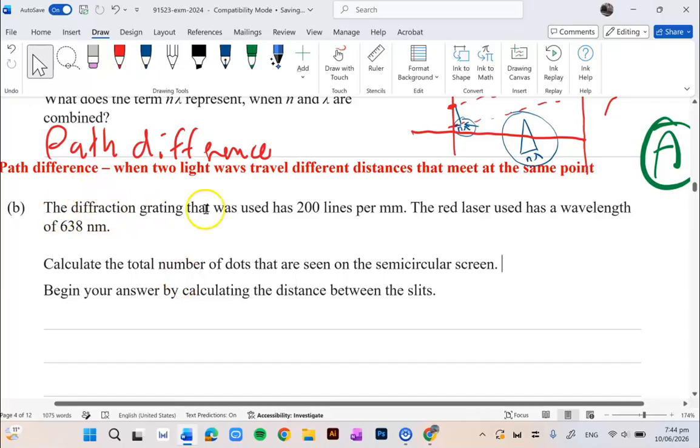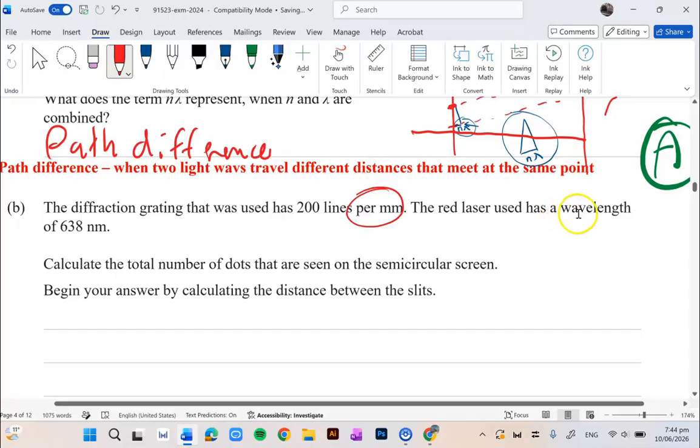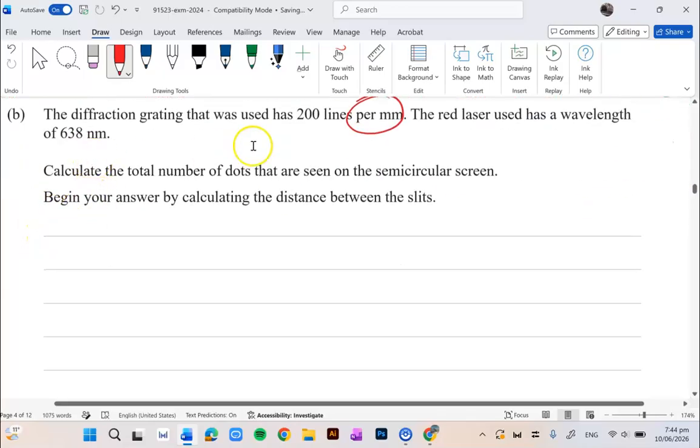Part B. The diffraction grating that was used has 200 lines per mm. Okay. That's important to know. The red laser has a wavelength of 638 nanometers. So again, we need to convert that to the right unit. Calculate the number of dots that are seen on the semicircular screen.